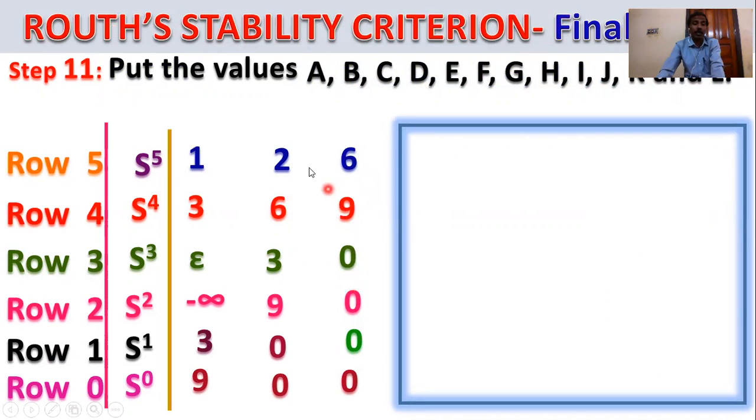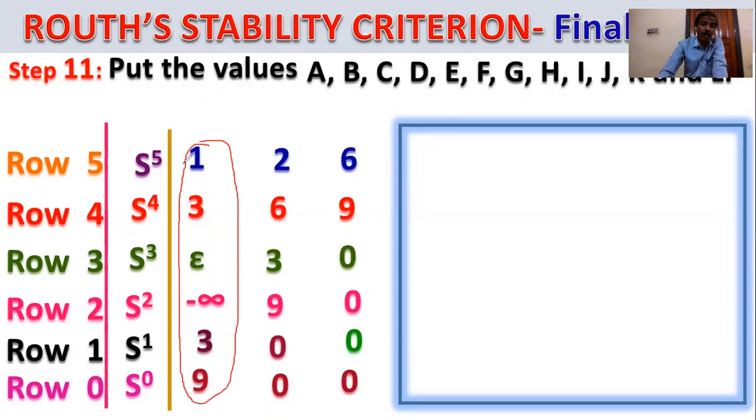Conclusion. What is the conclusion? In the Routh table, look at the first column. This is positive, this is also positive, this is also positive, but this is negative. So one sign change, positive to negative. This is also positive, so negative to positive, and two sign changes. So two roots on the right-hand side of the S-plane and the system will be unstable.